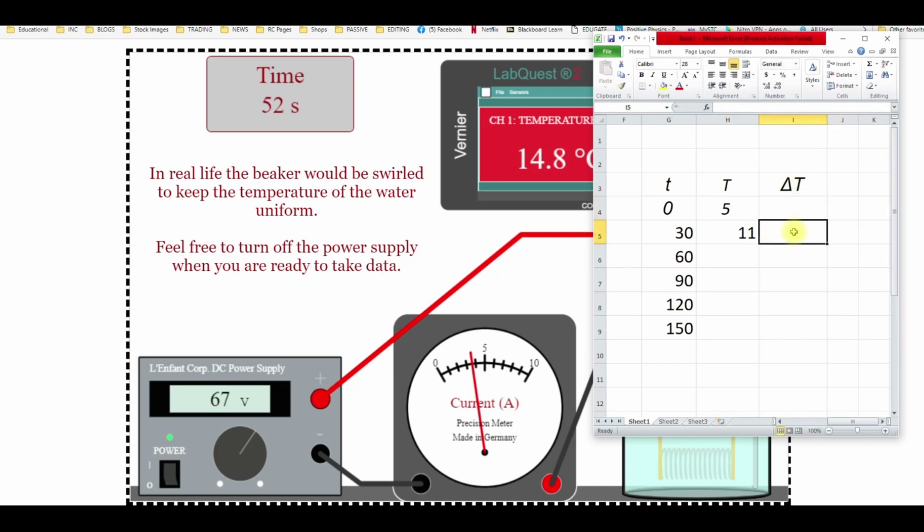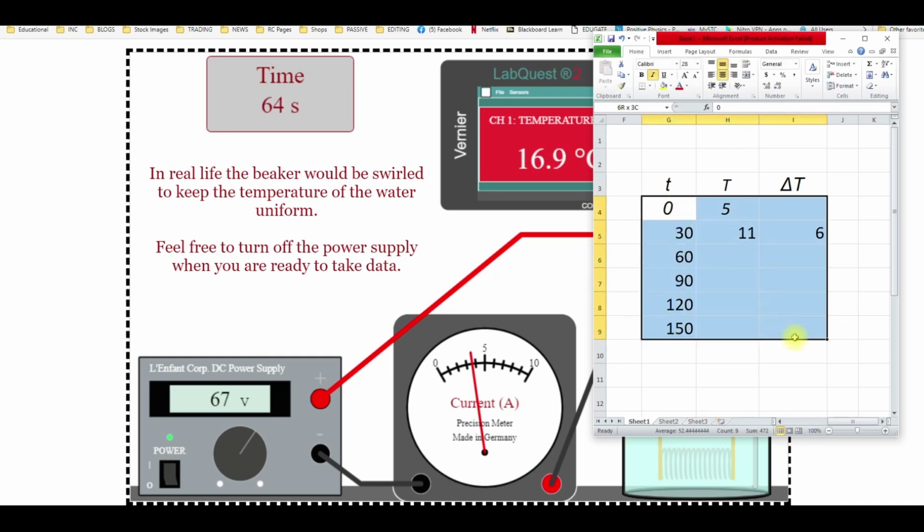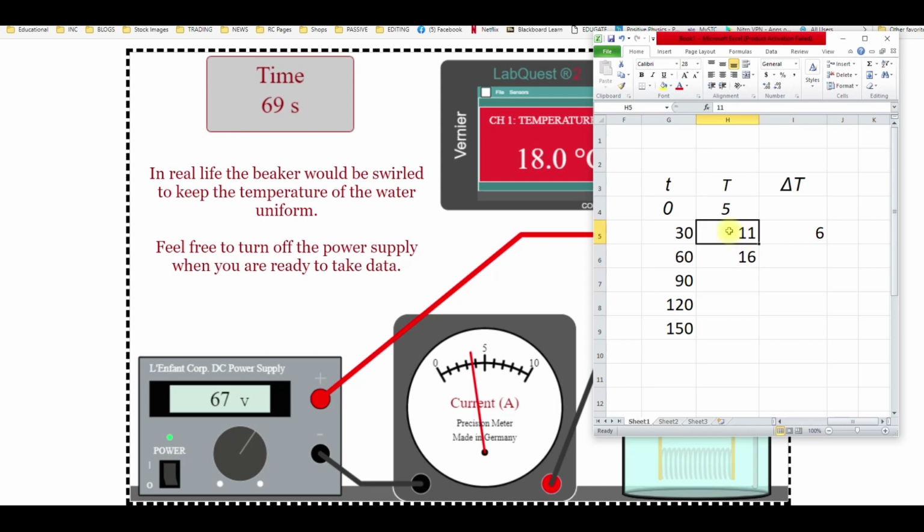From here, you can get delta T. How do you get delta T? By equation, you will take this number minus the initial number. That's your delta T. Okay, 60 seconds is about 16 degrees. You have to focus on taking the temperature at the right time. So the next should be at 90 seconds. Watch this time and enter the temperature. 21.7.